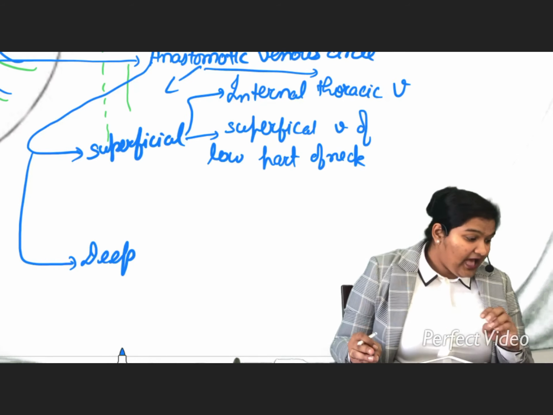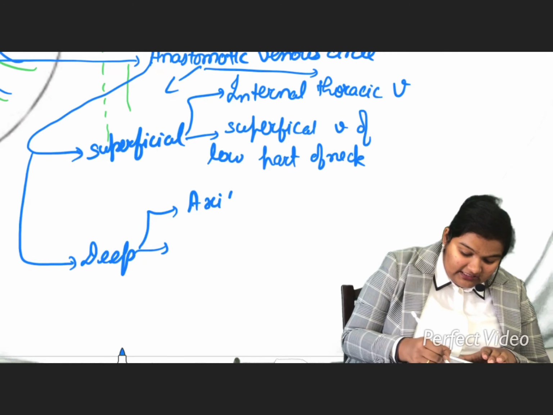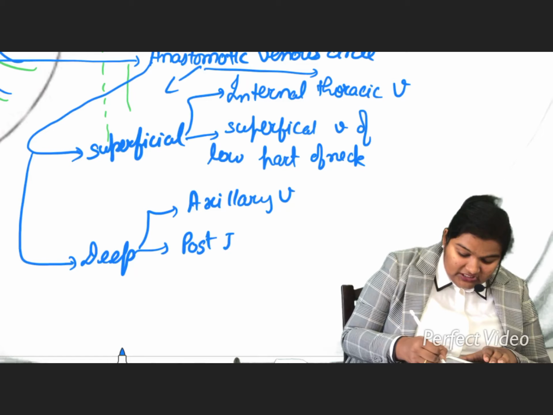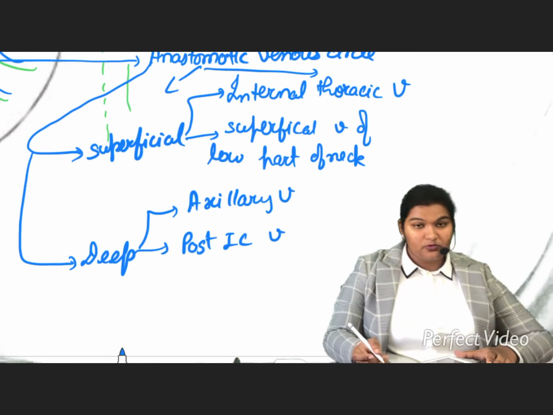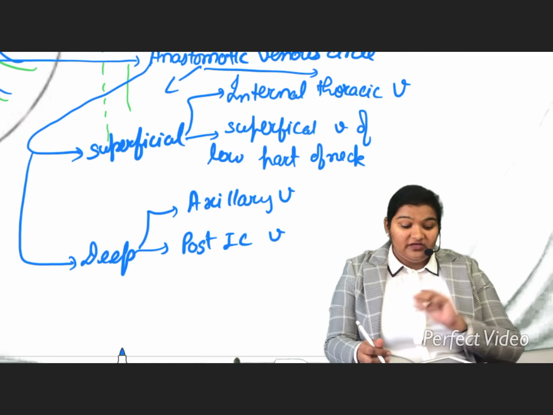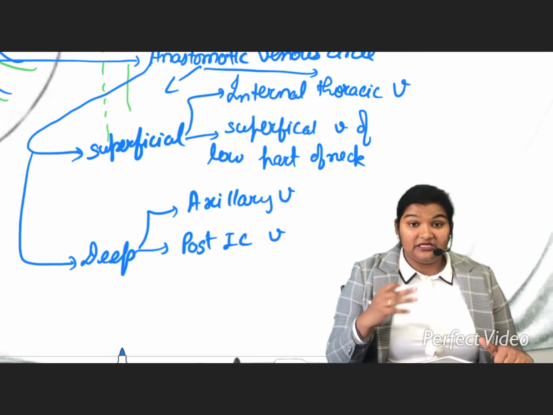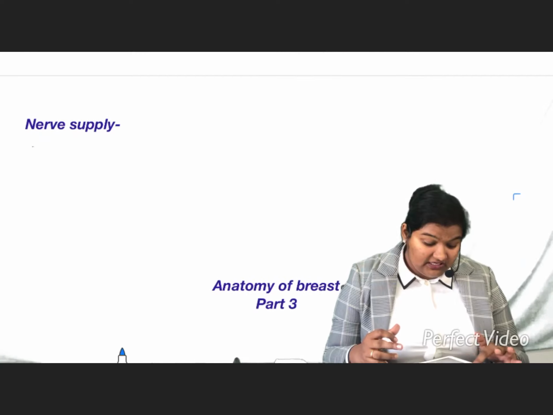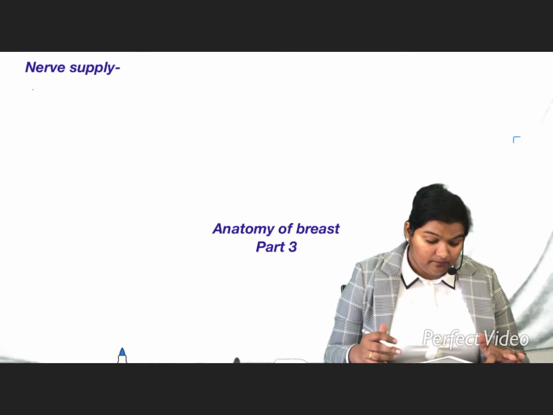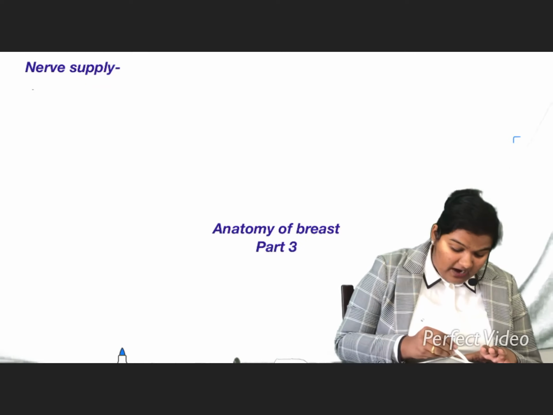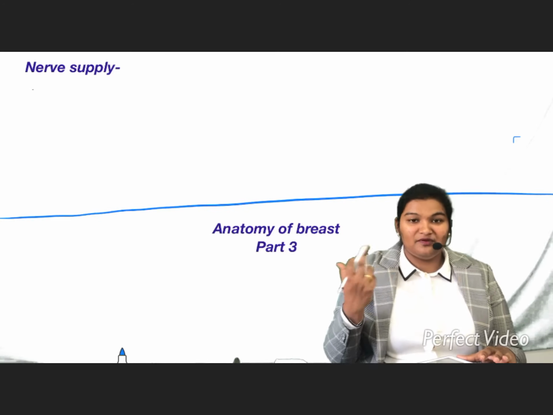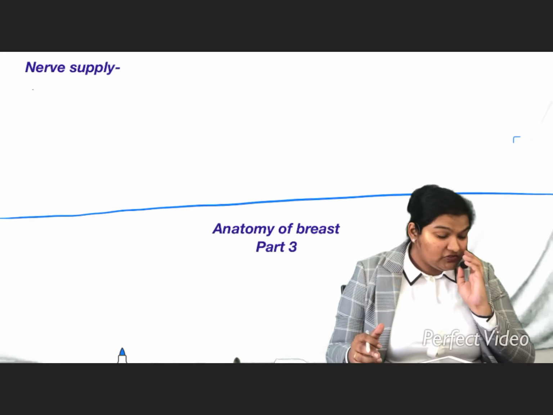Okay. Now the deeper structures are drained into axillary vein and the posterior intercostal vein. So deeper structure is drained into axillary vein and posterior intercostal vein. Okay. So this is the venous drainage of breast. Now let us move towards the nerve supply. Okay. Our part ends over here. Third part will be released later on. So let us see the nerve supply.